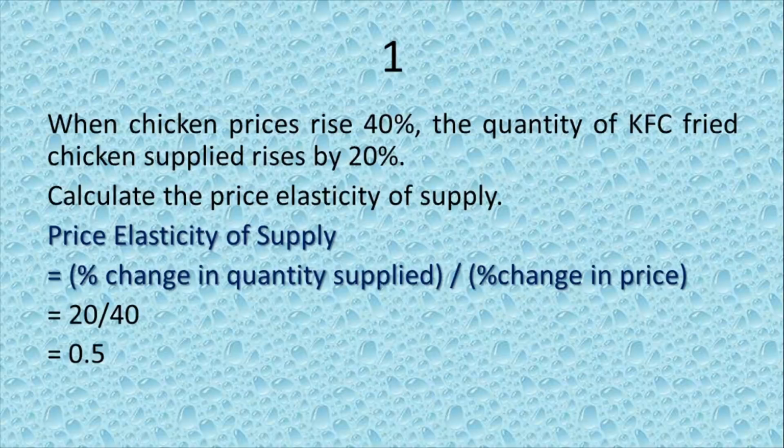So percentage change in quantity is 20% and percentage change in price is 40%. So 20 by 40 is 0.5. This is the price elasticity of the supply. Second question.